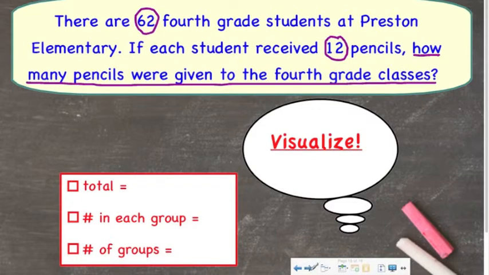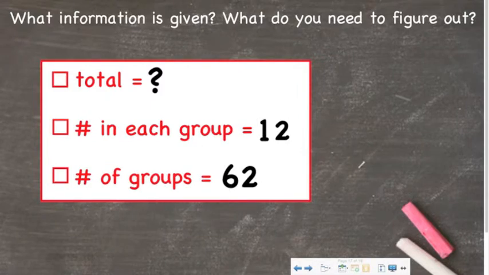And your next step was you put it in some sort of a chart like this to figure out what information is given and what do you need to figure out. And looking at this particular problem, we know that we're looking for the total number of pencils that the fourth grade classes have. We know that the number in each group are 12 pencils, and that the number of groups in this particular problem is 62 students, right? So we're looking for the total. We have 12 pencils in each group, and we know that the number of groups is 62.